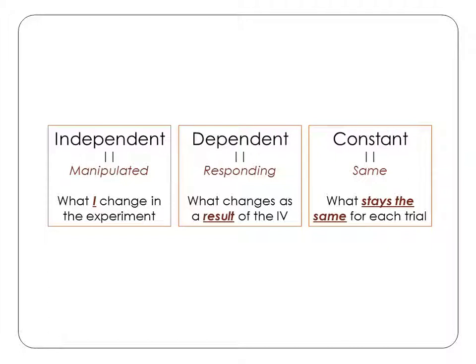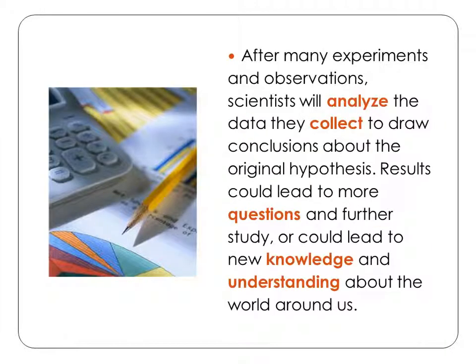And then the constant, the key word there you want to look for is same. Anything that stays the same, that you have to do on purpose for each trial, would be considered a constant. The reason we want to keep certain things constant is that if you change more than one variable in your experiment, it's going to be really hard later on when you're analyzing your information to try to figure out what caused the changes that you may have seen. So you just want to do one at a time.